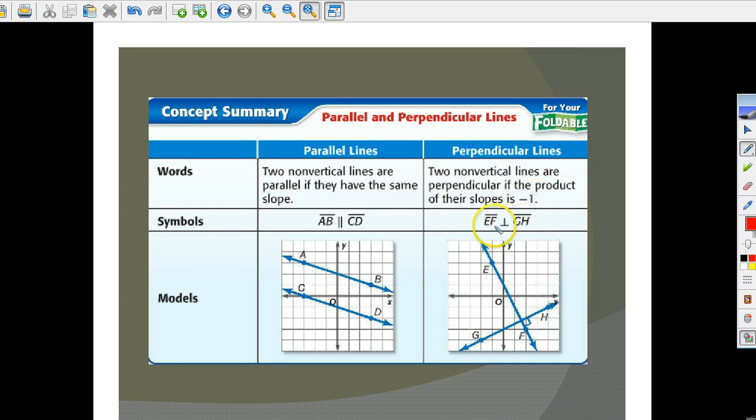EF is perpendicular to GH. And when you see this on a graph, you see they have a nice 90-degree angle there, and that means they're perpendicular. Alright, so today's video was a short video.